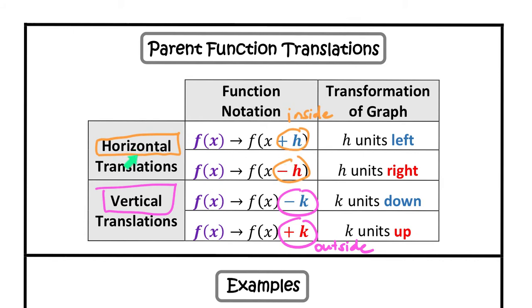If I'm moving horizontally, you have two options. You can either say you're moving to the left or to the right. If you're moving vertically, you can say you're moving down or up. So if the graph is being moved to the left, then you should expect to see a plus sign inside the function. If the function is moving to the right, then you should expect to see a minus.